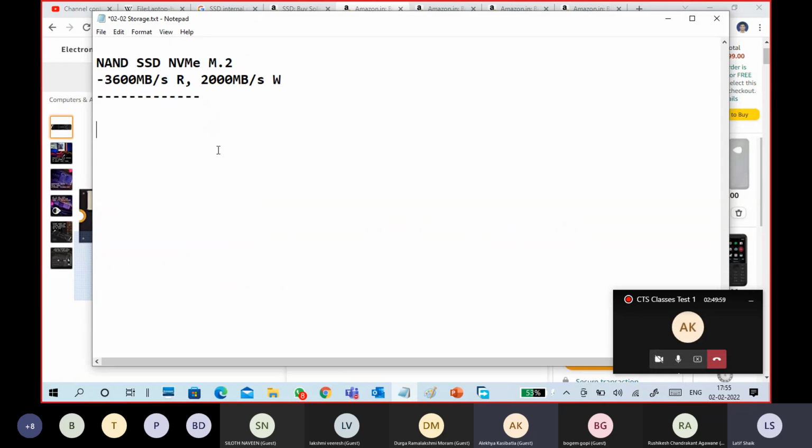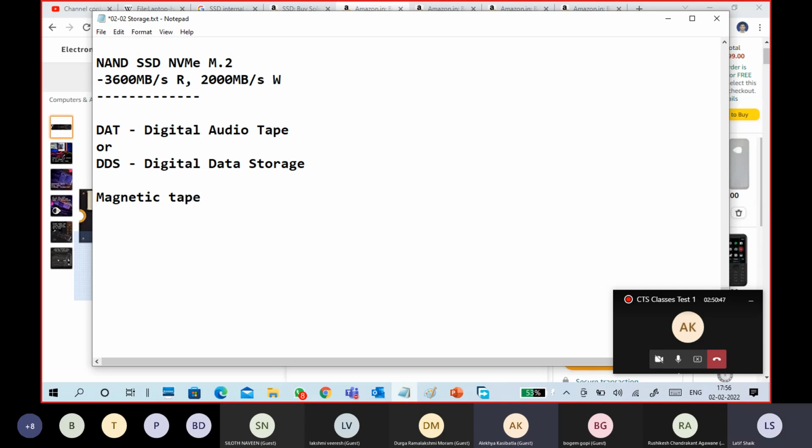One more is there. DAT is also there. DAT I will show in a backup related one. It's digital audio tapes. Store the backup. This is a backup solution. DDS, digital data storage. Also we can call it DSS. Both are same only, guys. It is a tape, nothing but a magnetic tape.